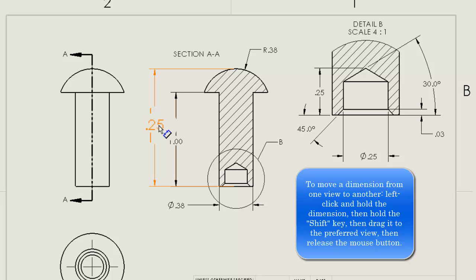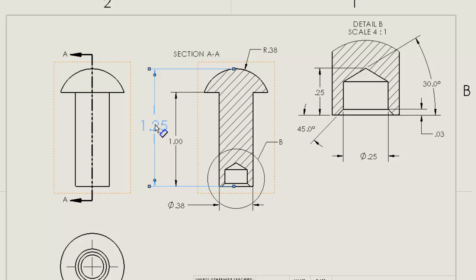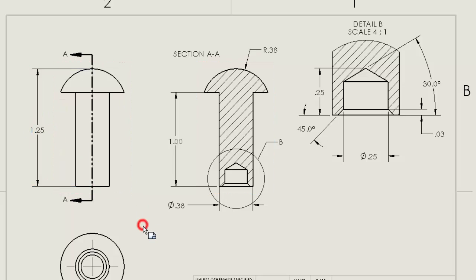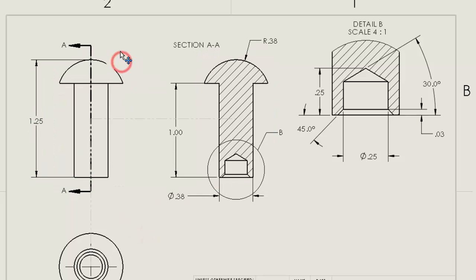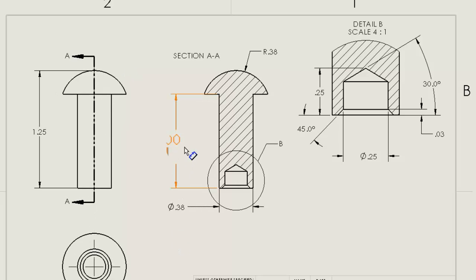So I'm going to click on the dimension and hold the Shift button down now, and then move it to another view. Release the button, release the Shift key, and now it's at this view. And so if I move this view around, the 1.25 will go back and forth with that. I did the same thing with the 1-inch dimension.